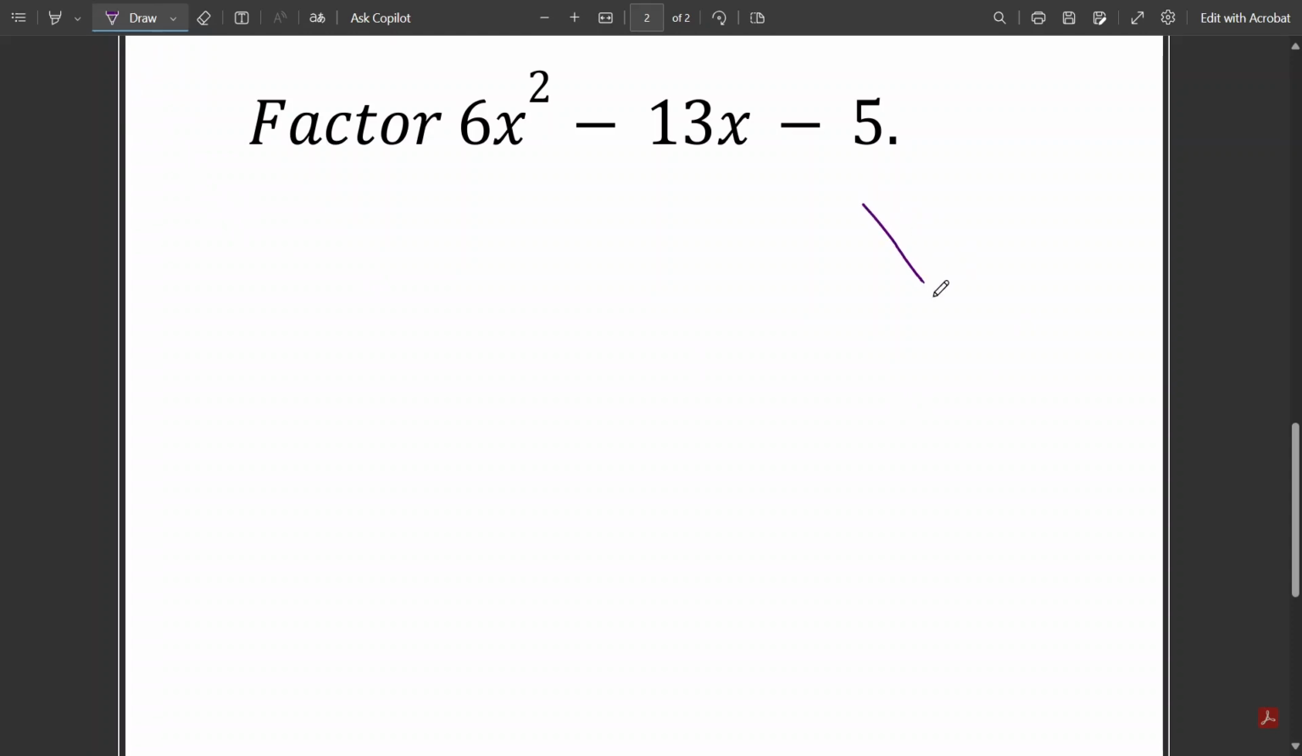Okay, so let's draw our magic x. Okay, we're going to do 6 times negative 5, so that gives me negative 30. And we have negative 13 down here. Okay, so we want two numbers that multiply to negative 30 but add to negative 13. So negative 15 and 2 would work. Okay, we now want to take those and divide by 6.